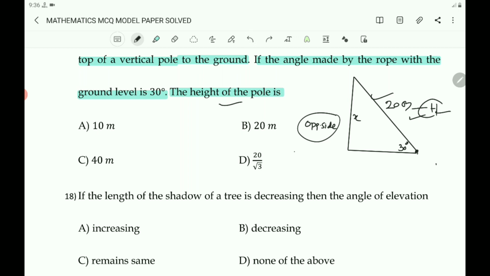Sine 30 equals opposite side x by hypotenuse 20. And what is the value of sine 30? Sine 30 is 1 by 2, equals x by 20. So x equals 20 by 2. 2 ones are 2, 2 tens. So you got x equals 10 meter. Then what is the answer here? Answer is option A. x equals 10 meter. So you got the height of the pole is 10 meter.